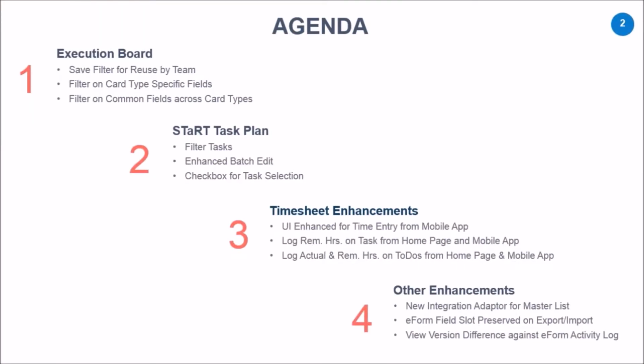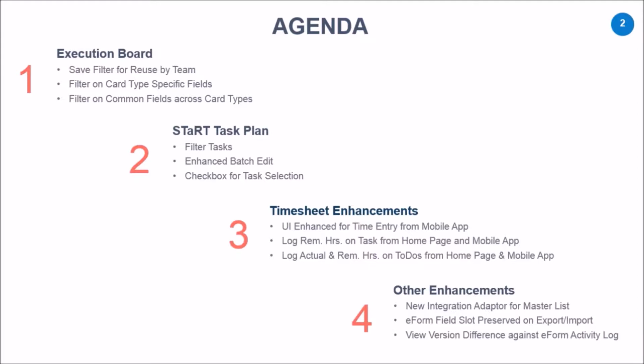In this release, we have improved the usability primarily for our agile projects, and that's why you will see that the execution board has now become much more powerful in terms of the filtering capabilities that are now available inside the tool. So what you'll see is different ways in which you can filter the cards on your execution board, be it by using a saved filter or fields which are specific to an eForm or common across the eForms that you are tracking on your execution board.